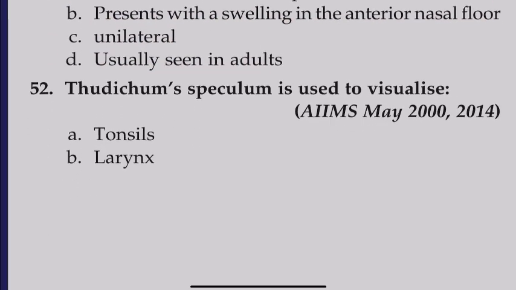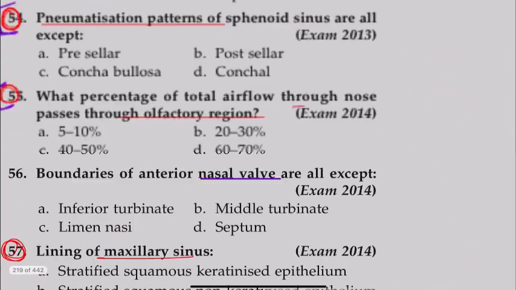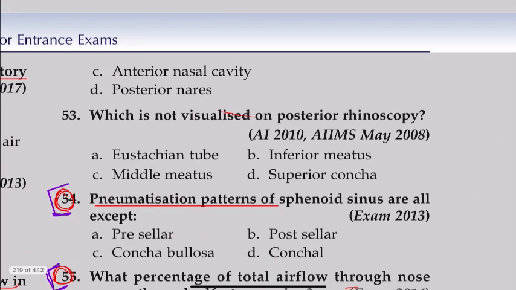Thudichum speculum is used to visualize what? We know Thudichum and Vienna speculum are used to visualize the anterior nasal cavity. So the right answer is anterior nasal cavity. Which is not visualized on posterior rhinoscopy? The structure not visualized is the superior concha. Superior concha is only seen at the time of nasal endoscopy.